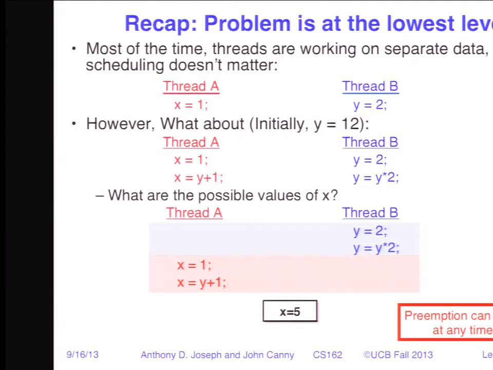But we can also interrupt it in the middle. If we do that, then y gets set to 2, now x gets set to 1, x gets set to 2 plus 1, or 3, and then y gets set to 4. Any of these interleavings can occur. If you depend on a particular interleaving always occurring, bad things will happen, because the other interleavings may occasionally occur.